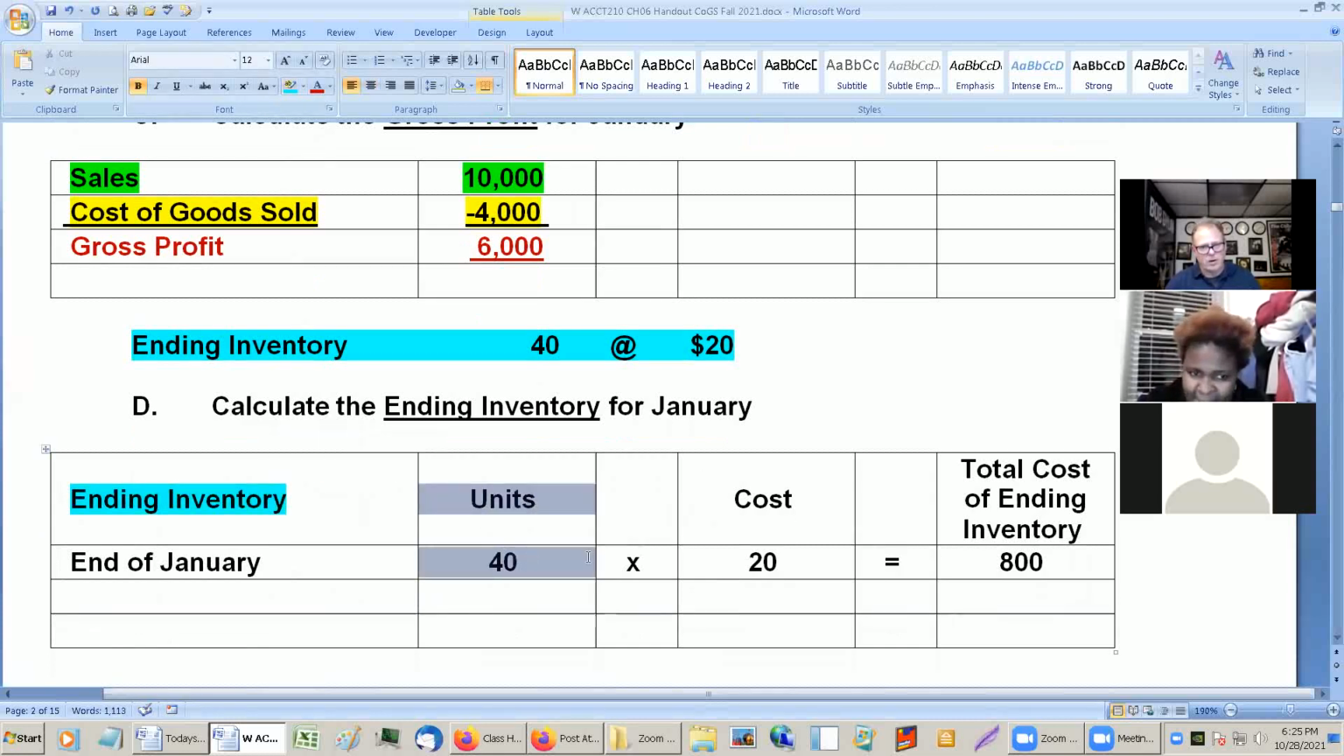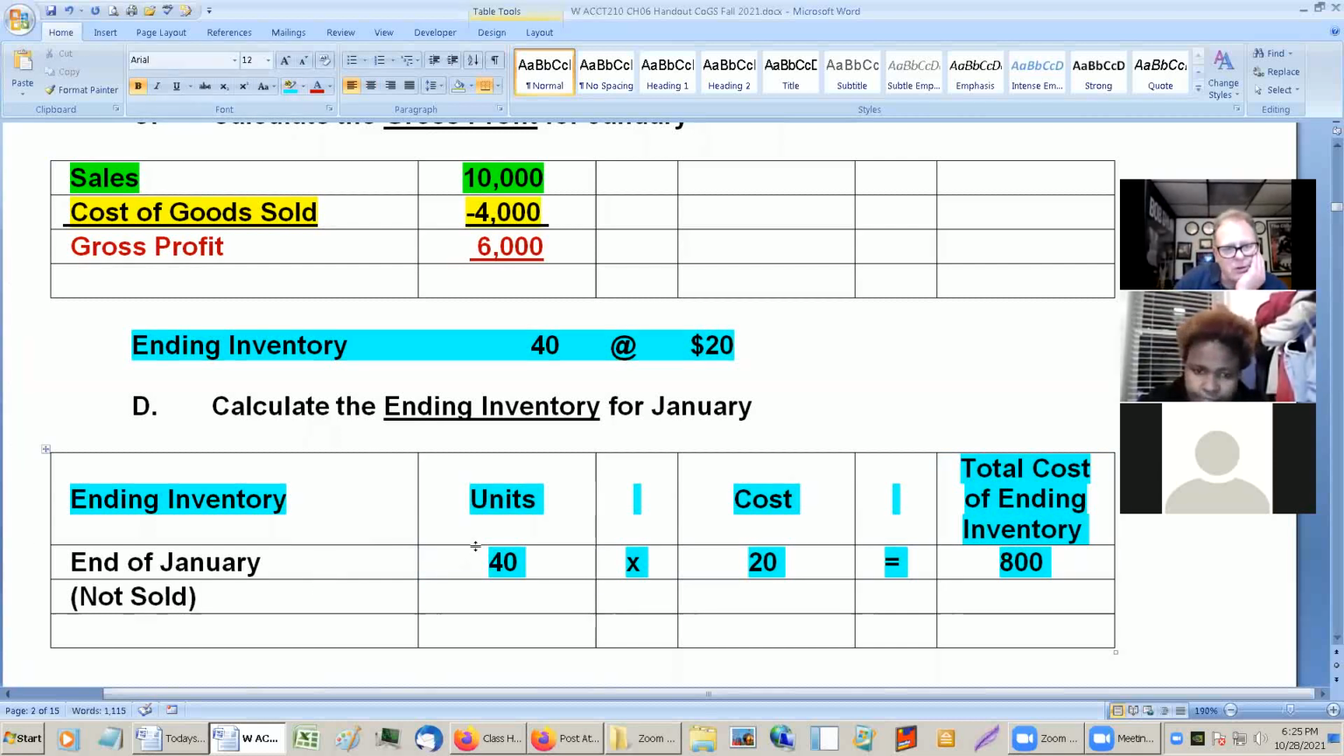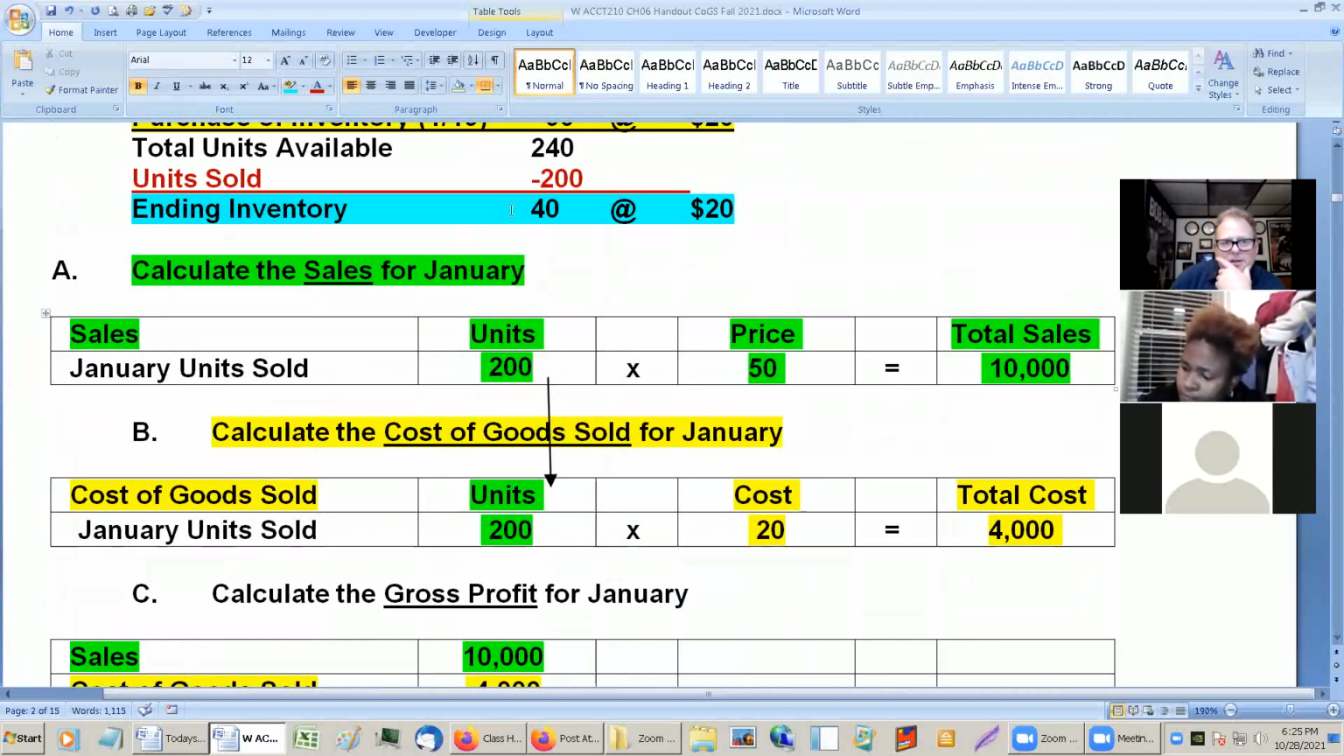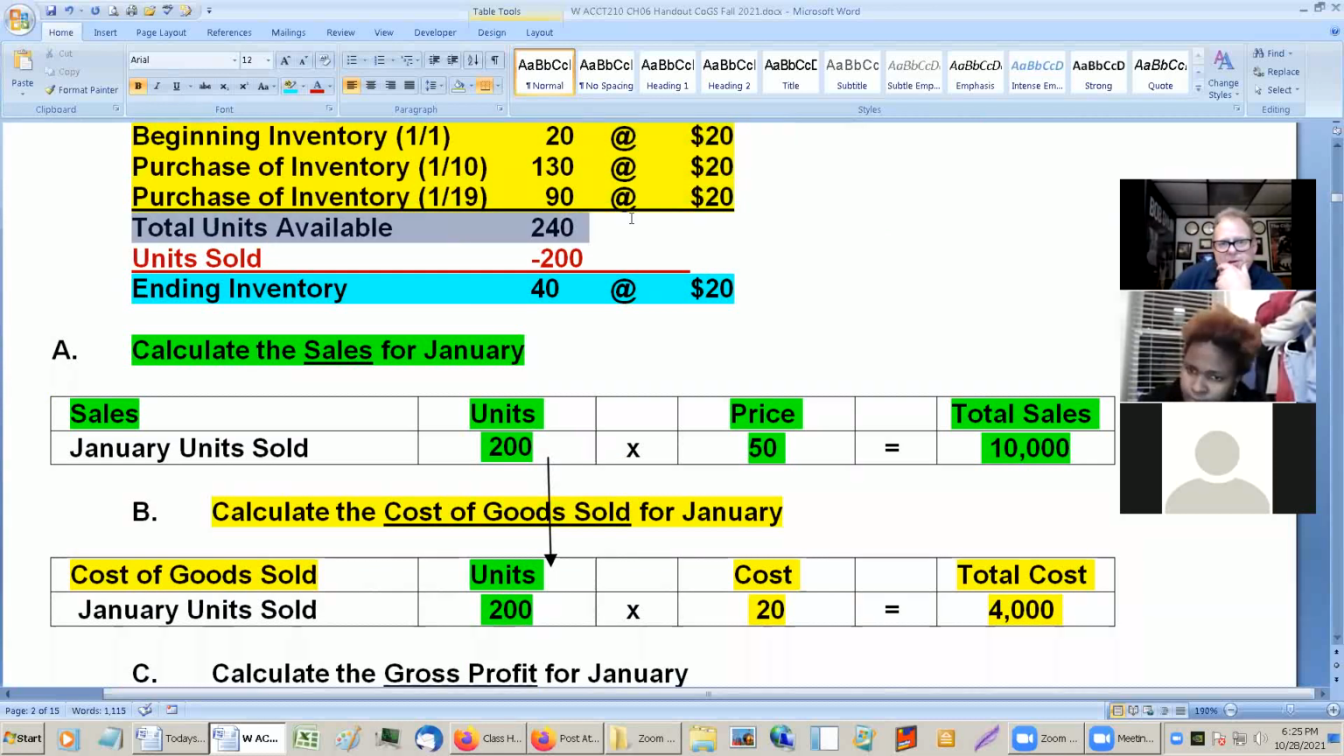And these are things that were not sold. Not sold yet. So this will be the not sold amount. And the total units available, those are either sold or not sold. They're one or the other, right? If they're sold, that's the cost of goods sold. If they're not sold, they're an ending inventory.